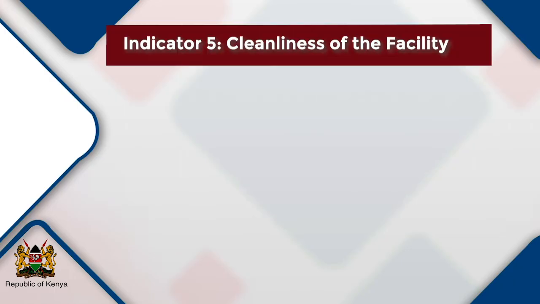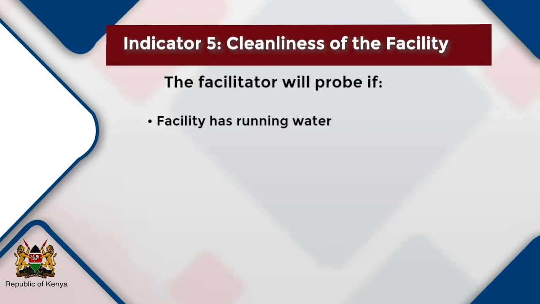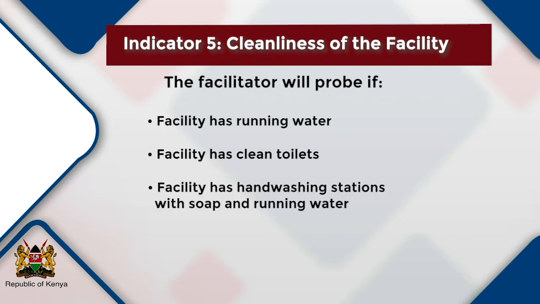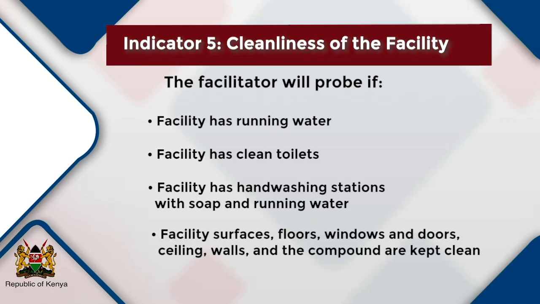Indicator 5. Cleanliness of the facility. The facilitator will probe if: 1. The facility has running water. 2. The facility has clean toilets. 3. The facility has hand washing stations with soap and running water. 4. Facility surfaces, floors, windows and doors, ceiling, walls and compounds are kept clean.